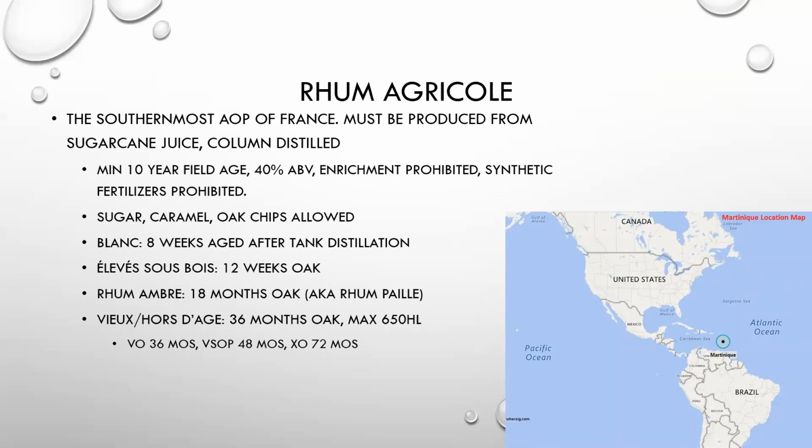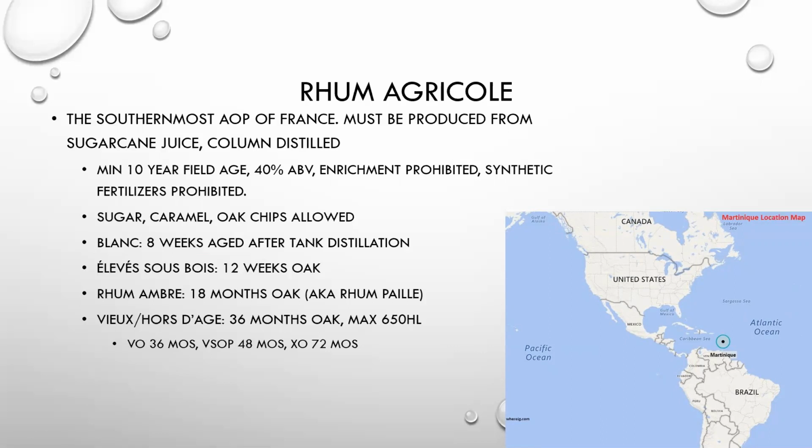Perhaps the most unique and the most flavor-driven, though, in my opinion, is rhum agricole. This is really the southernmost AOP of France, technically, because this is a French-controlled island. And here's Martinique right here. You can see it just north of Venezuela and close to Guyana, kind of where the trade routes brought rum to in Central and South America. It's produced from sugarcane, and it is heavily regulated, as you can imagine.